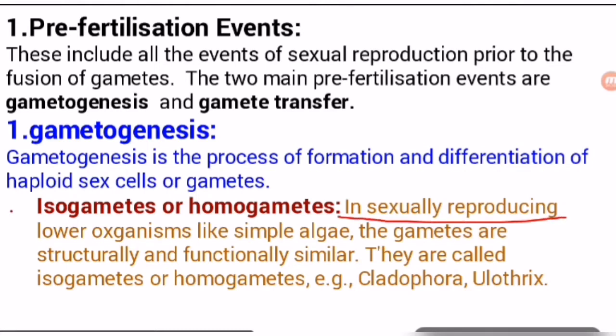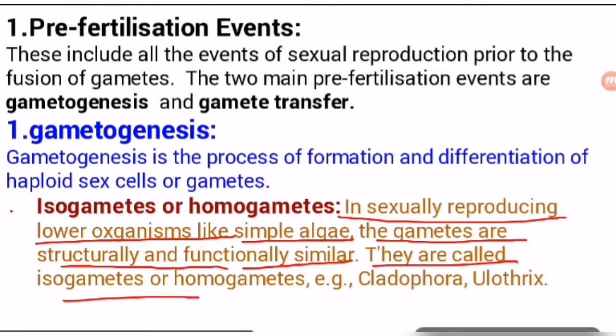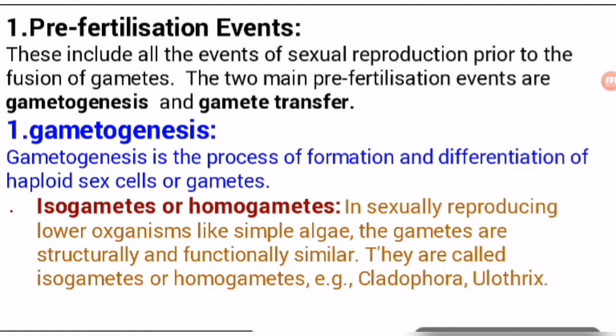In sexually reproducing lower organisms like simple algae, the gametes are structurally and functionally similar. They are called isogametes or homogametes. Examples are Cladophora and Ulothrix. These are examples of isogametes. Students must remember the examples, otherwise you will be confused and when it is asked in your exam you will not be able to describe. So students, keep remembering.